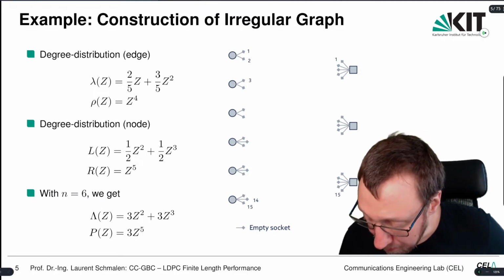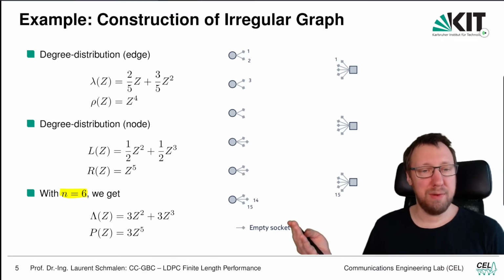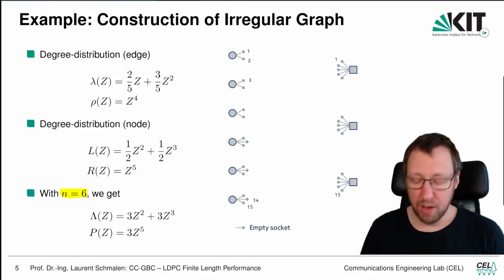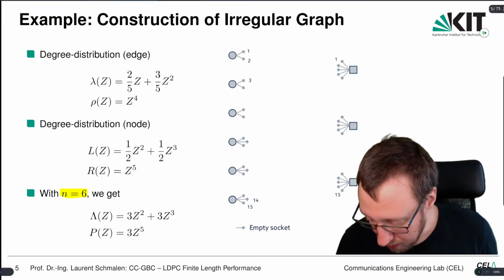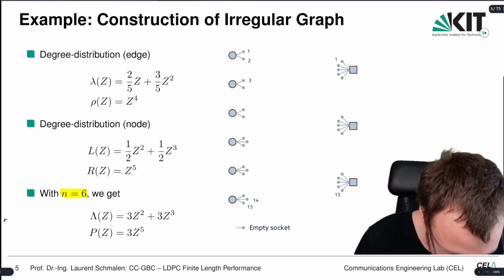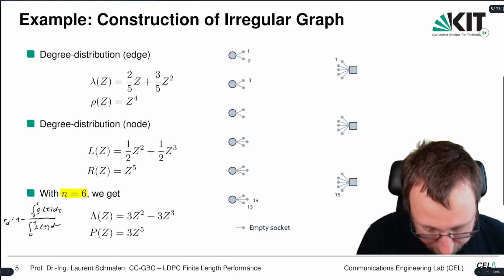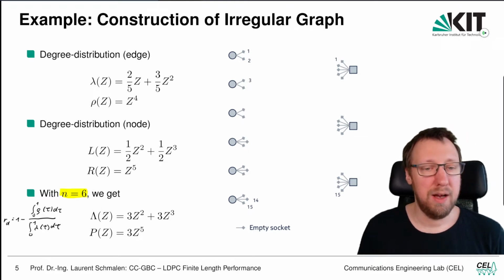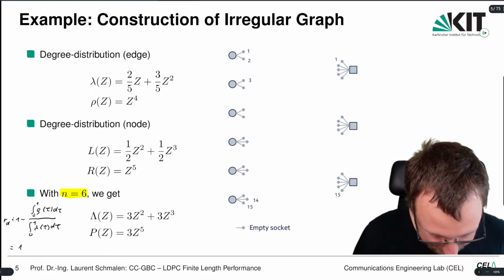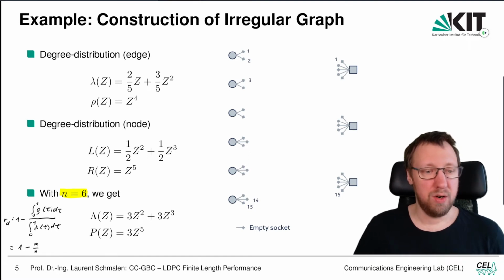And then we fix n. So here we fix n is equal to 6. If n is equal to 6, we just multiply L of z by 6. We multiply R of z by m. How do we get m? Well, m is given by the design rate of the code. The design rate of the code, R_D, is equal to 1 minus the integral from 0 to 1 of rho of tau d tau divided by the integral from 0 to 1 of lambda of tau d tau. So when we do this, we get the design rate. The design rate is 1 minus m over n. And then we can resolve this for m.